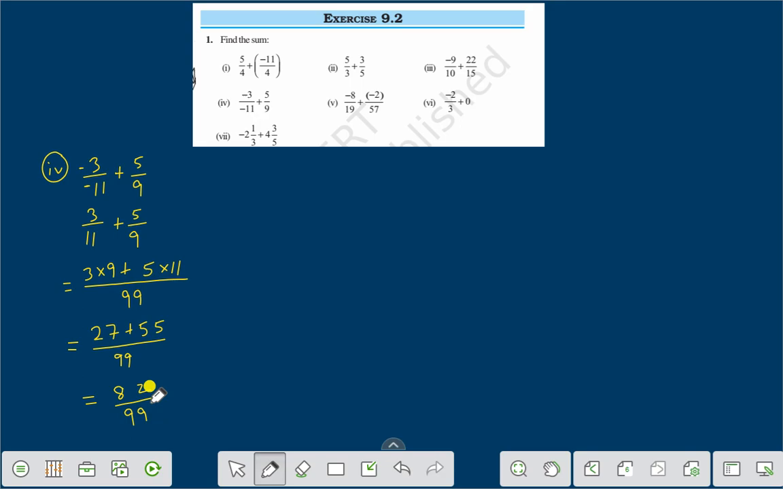Now, here you find the next question is question number 5. Now here you see the answer is 82 by 99. Next we will solve question number 5.